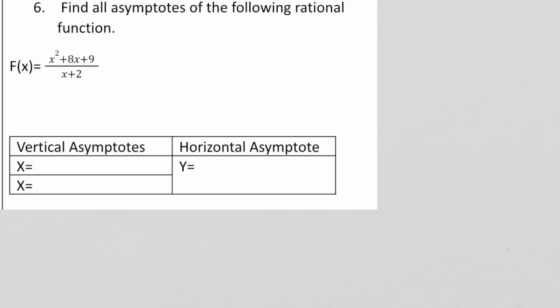All right, moving on to number 6, same thing, finding the asymptotes. So let's find the vertical asymptotes first. We make the bottom equal to 0 and solve it. So it has one vertical asymptote, x equals -2.